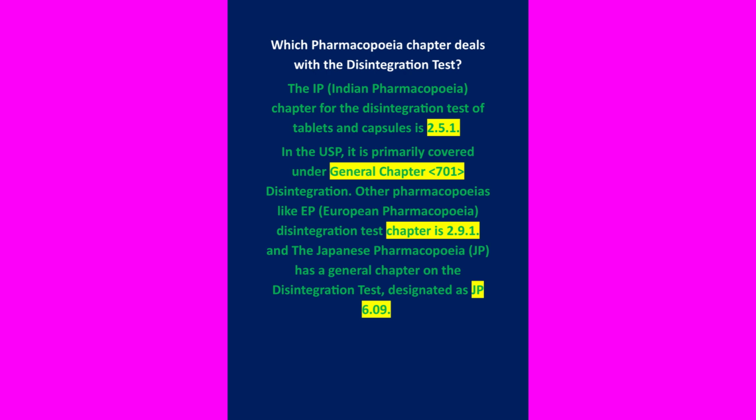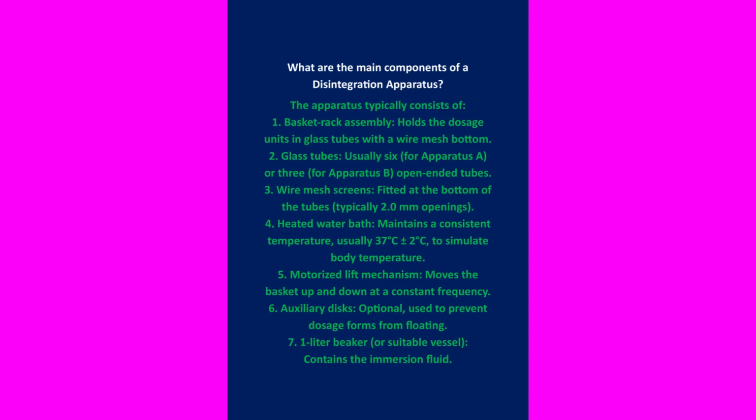What are the main components of the disintegration apparatus? The apparatus typically consists of a basket rack assembly, which holds the dosage units in glass tubes with a wire mesh. Glass tubes, usually 6 for apparatus A and 3 for apparatus B. These are open-ended tubes, with wire mesh screens fitted at the bottom of the tubes, typically 2.0 mm openings.